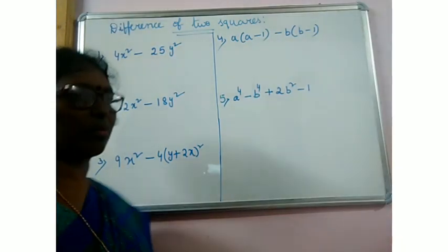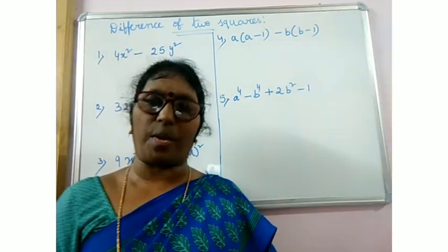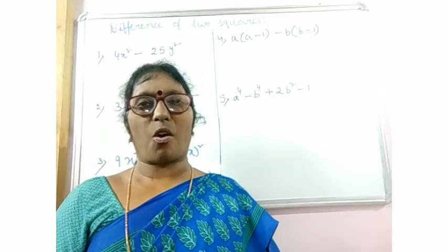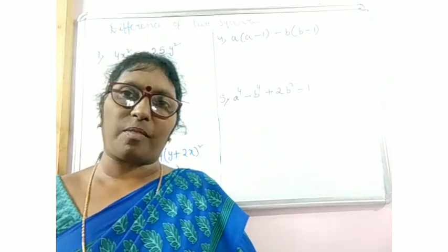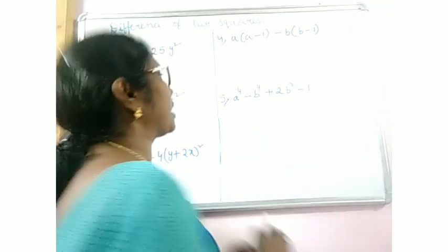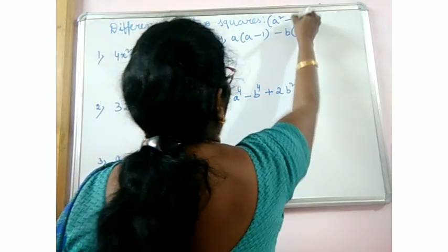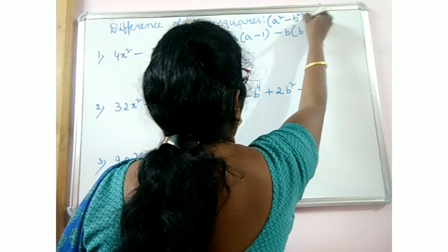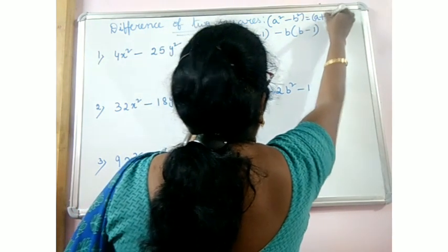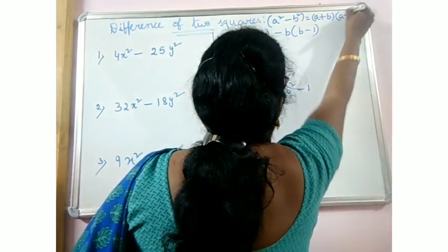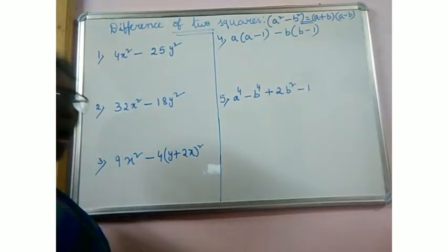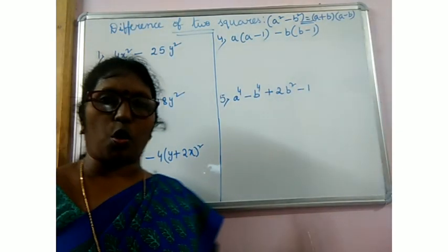Let us solve some problems of the factorization chapter based on the difference of two squares. You know the difference of two squares. What are the factors of a square minus b square? A square minus b square is equal to a plus b into a minus b. Based on this, today we are going to solve some questions.